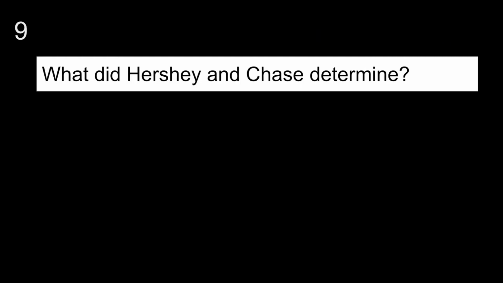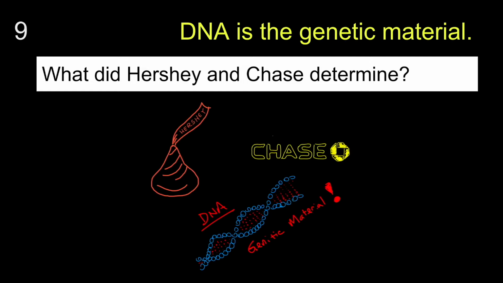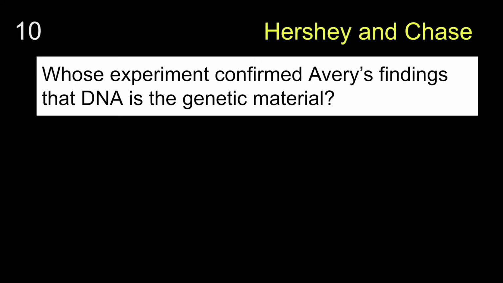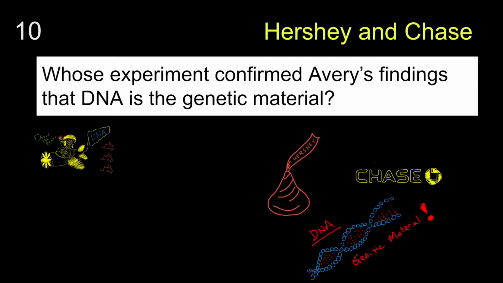Question number 9. What did Hershey and Chase determine? Well, they determined that DNA was a genetic material. Question number 10. Whose experiment confirmed Avery's findings that DNA is the genetic material? The answer is Hershey and Chase. Remember, Avery already found that DNA was a genetic material, but scientists weren't 100% convinced. So Hershey and Chase come along and they use bacteriophages and radioactive isotopes to conclusively confirm that DNA was indeed the genetic material.